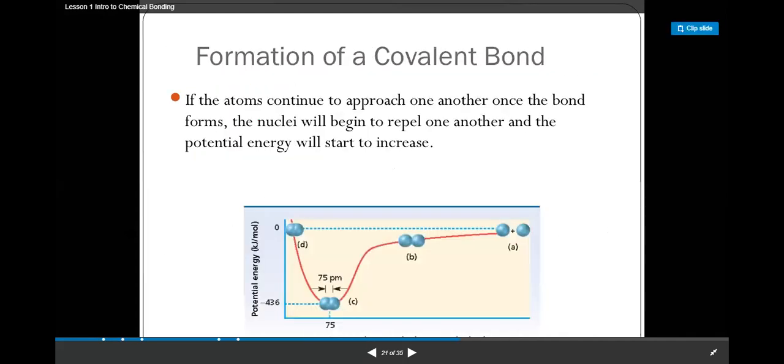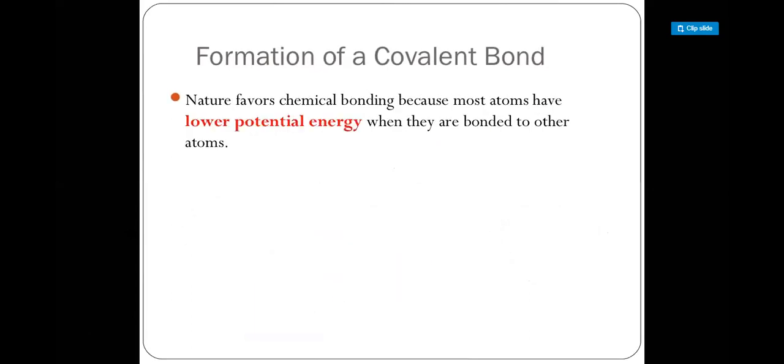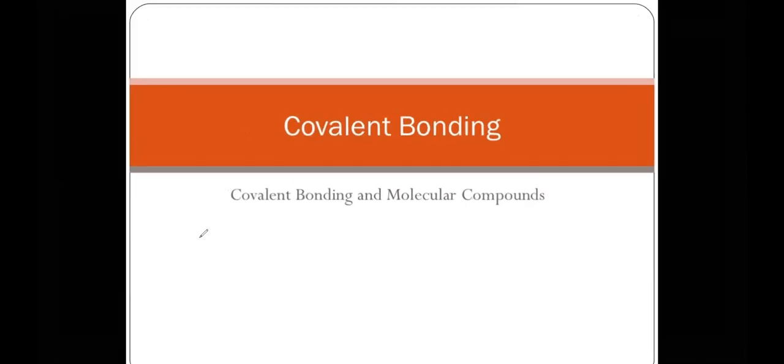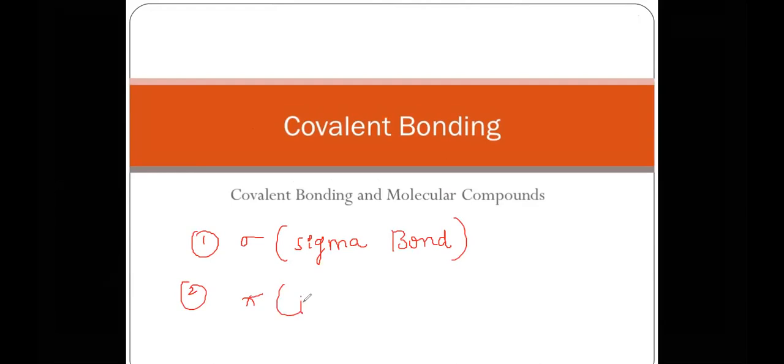So when we are studying the covalent bond, in the case of covalent bond we will be having two types of bonding. One is sigma bond, and another one is going to be pi bond. Sigma bond and pi bond. So remember these two, sigma bond and pi bond.